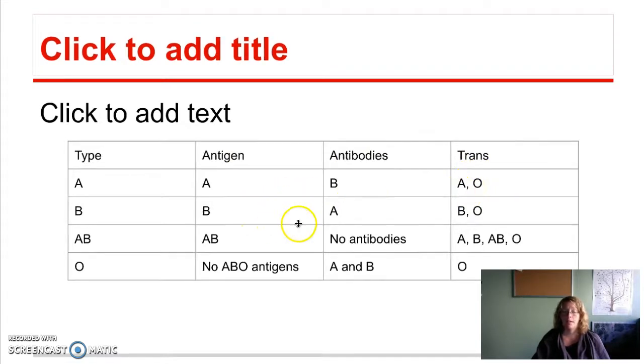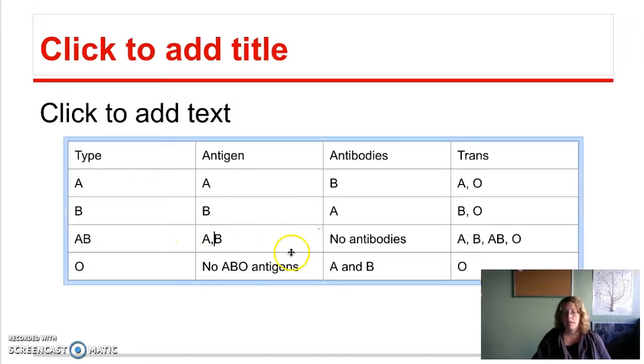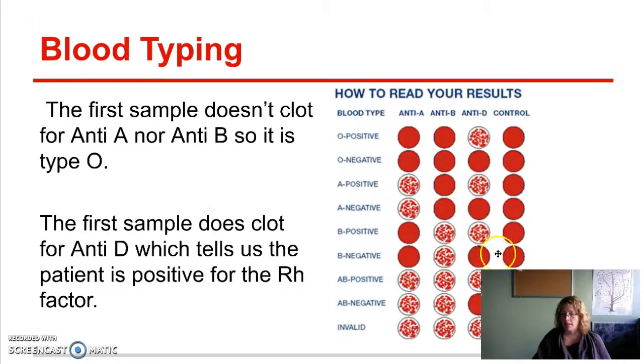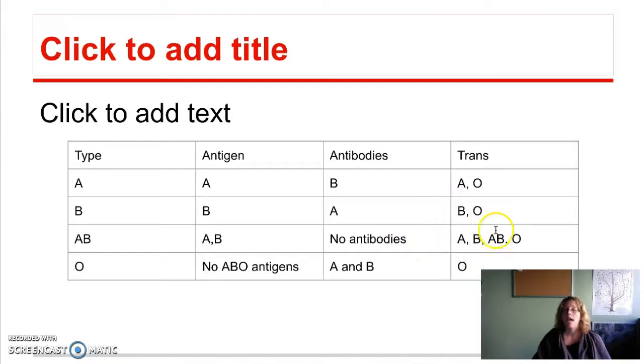We'll explain why shortly. If you have type B blood, you have B antigens on your red blood cells, and you make A antibodies. So you can't get type A in a transfusion because you'd have a reaction, a clotting or a clumping reaction. If you have type AB blood, you make both type A and type B antigens. You don't make any AB antibodies. And so you can get transfusions of A blood, B blood, AB blood, or O blood.